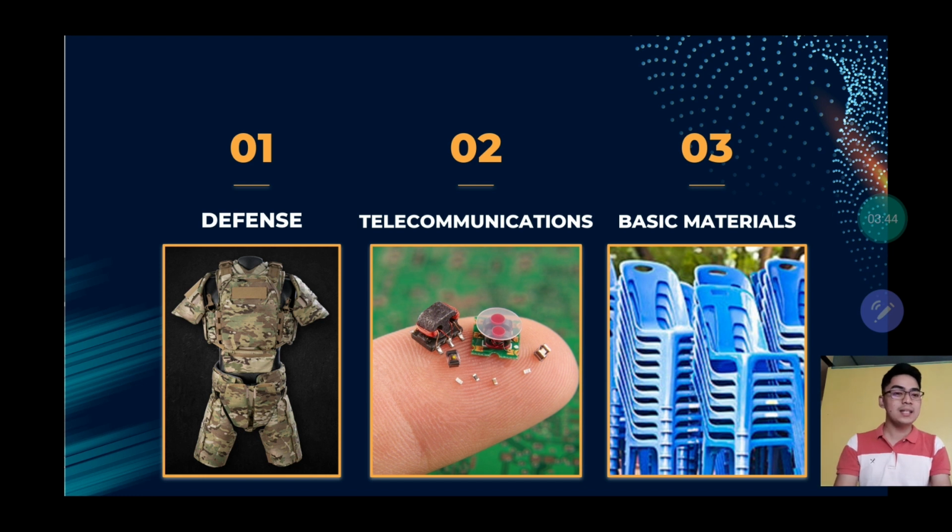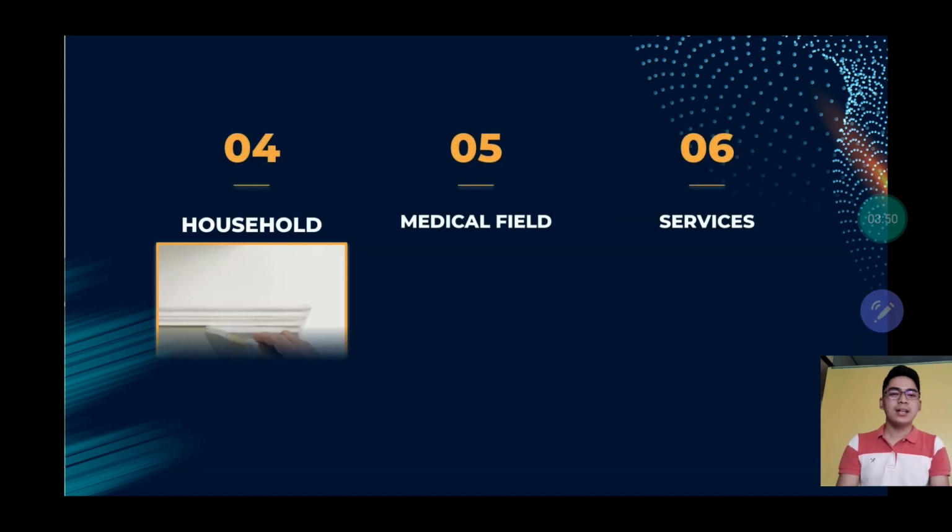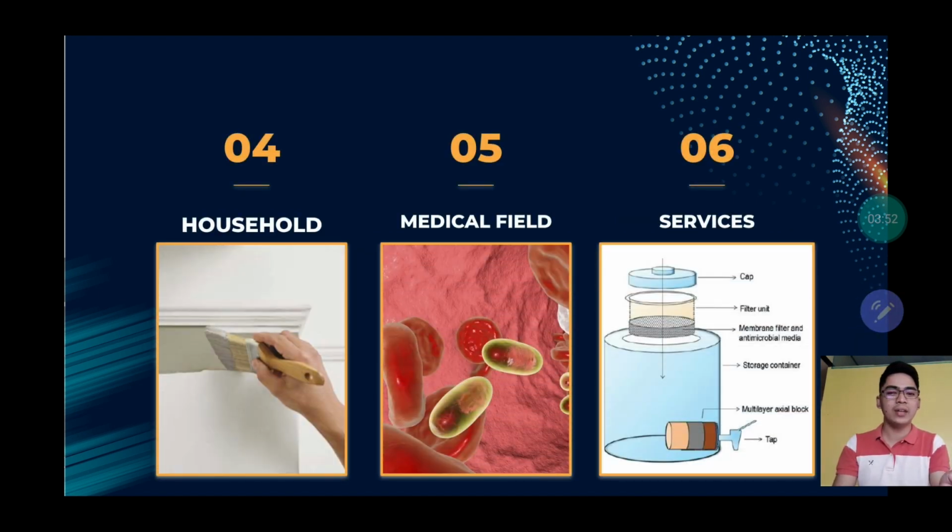Number 3 is the basic materials, such as the monoblocks. It gives greater strength to our monoblocks. Next, for the household, we have an anti-cracking paint. And for the medical field, we have the drug delivery system. And for number 6 and the last, for the services, we have the water filtration system.